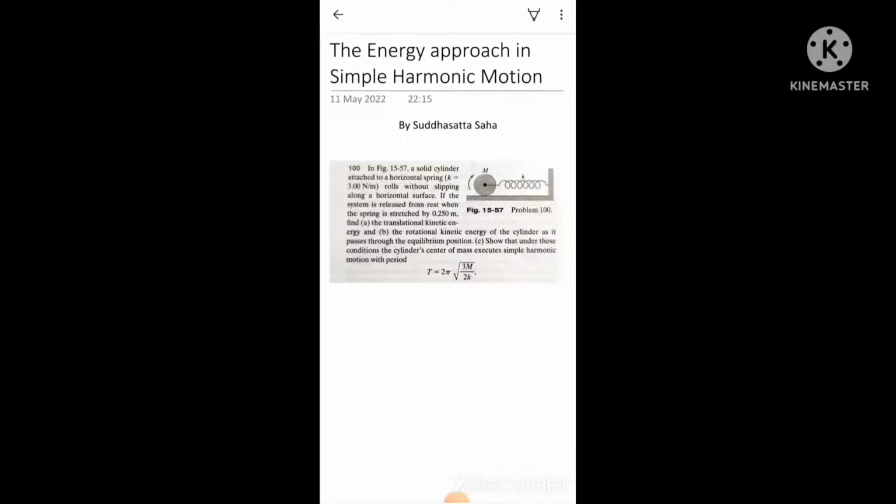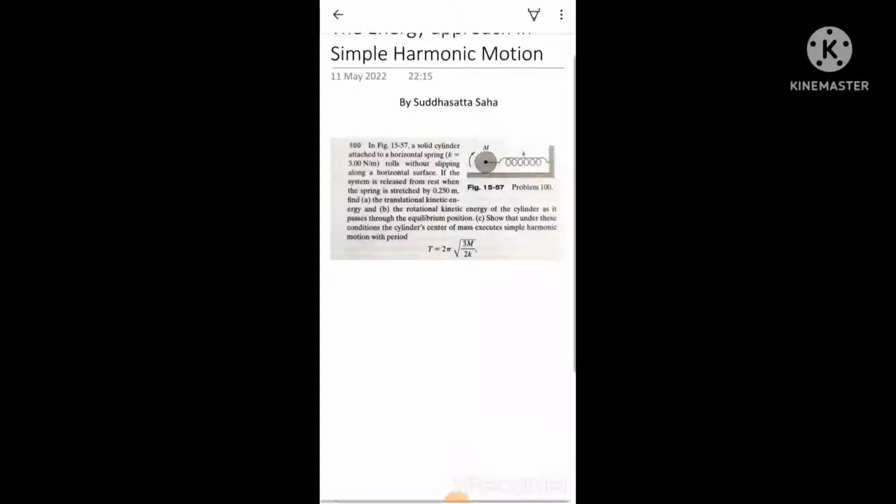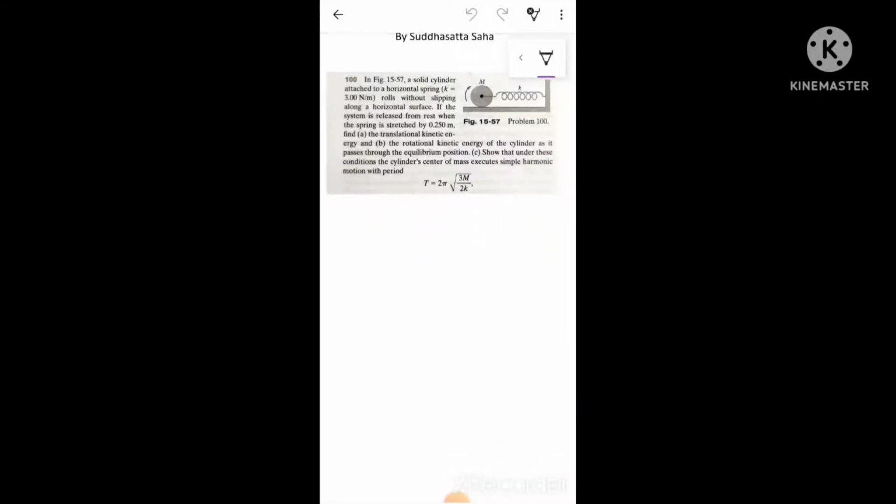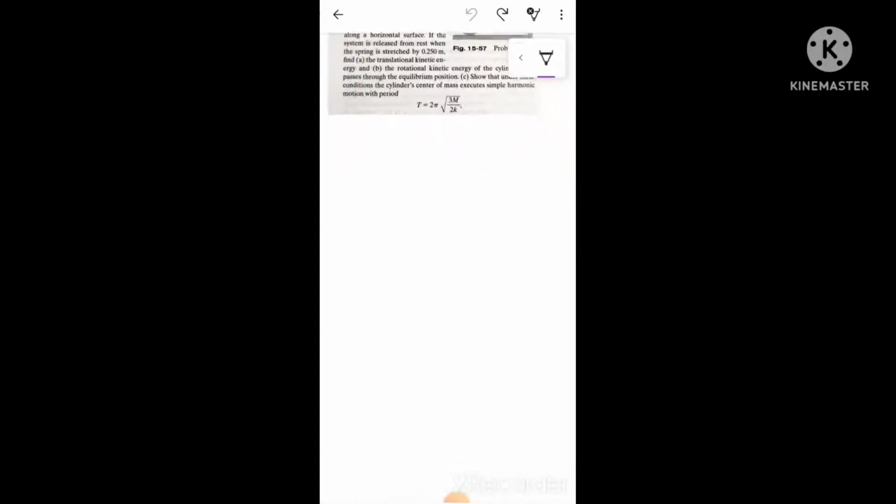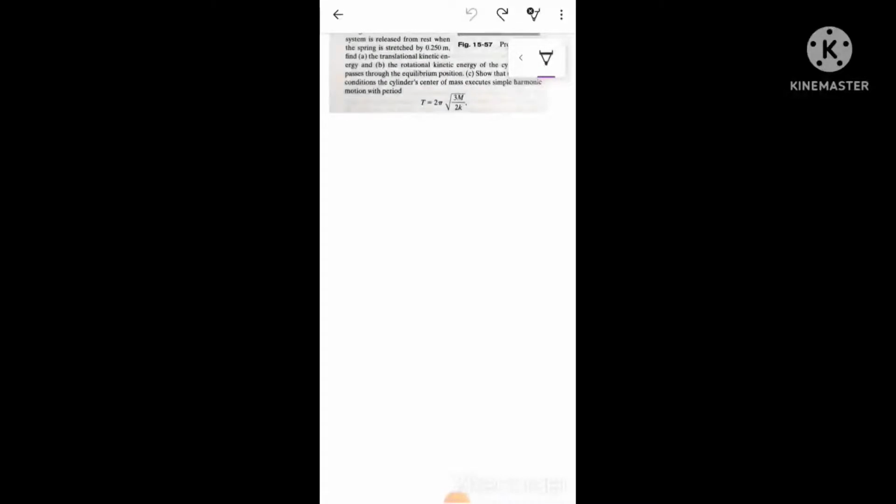To illustrate this, I've taken a problem from Principles of Physics by Halliday, Resnick and Walker. It's problem 100 of the oscillations chapter from that book. I can use this problem to show you how we can apply the energy approach in SHM, simple harmonic motion. But before I dive into this problem, I need to illustrate what this energy method is and how we use it, using that simple mass attached to a spring, kept on a frictionless surface. So we'll consider that system first.